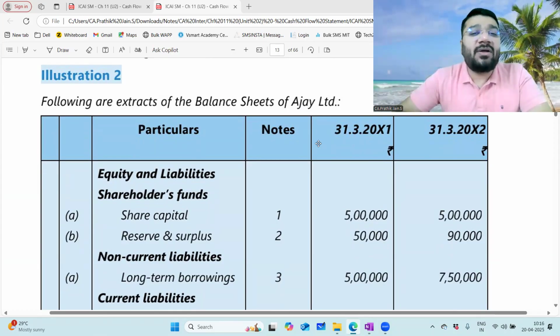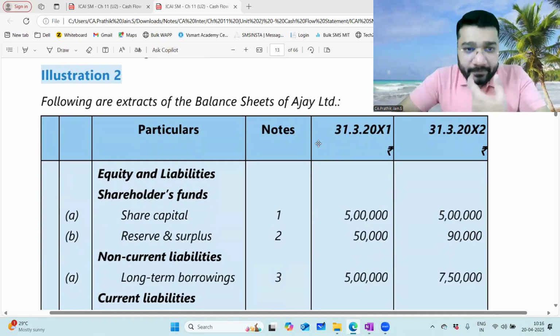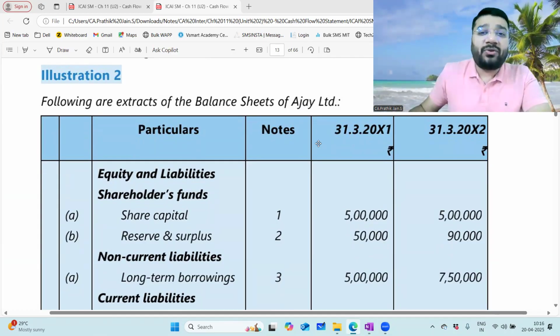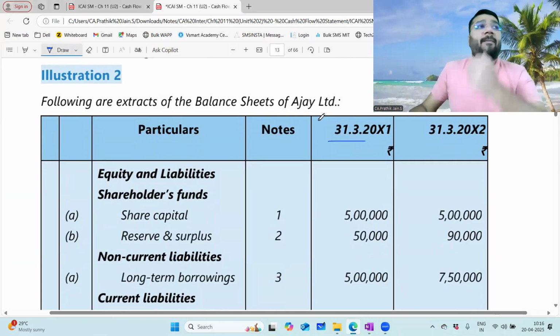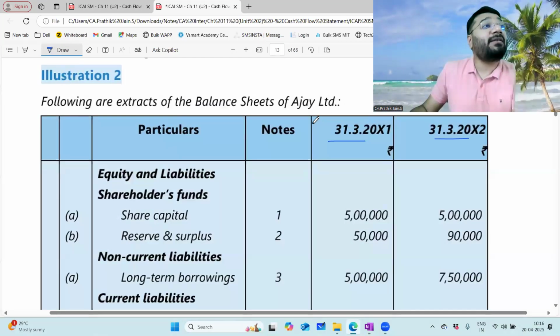Following are the extracts of the balance sheet of Ajay Limited, 31st March 2001 and 31st March 2002. Which is the current year, which is the previous year? Current year and previous year.